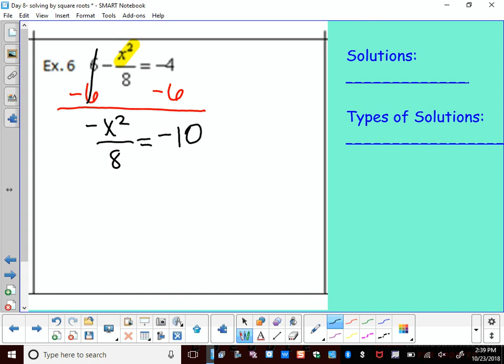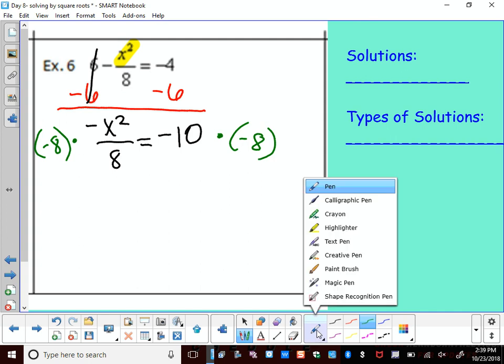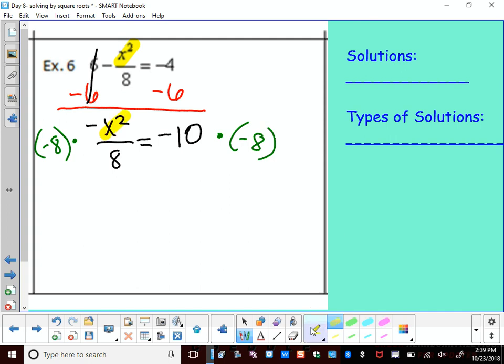Alright, now I'm going to get rid of that 8, but I also want to get rid of that negative. Can I multiply both sides by negative 8? It's just going to cancel out, because I still want x by itself. So we're just going to get rid of that negative and the 8. If you just did times 8, which is fine, you'd have to divide by negative 1 later. So let's just do it all at one time. So here my negative and my 8 cancel out, so I'm left with x squared is equal to positive 80.